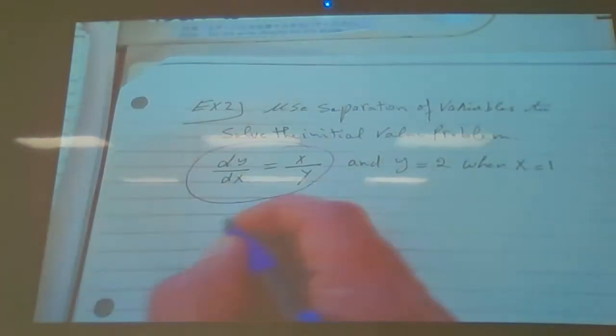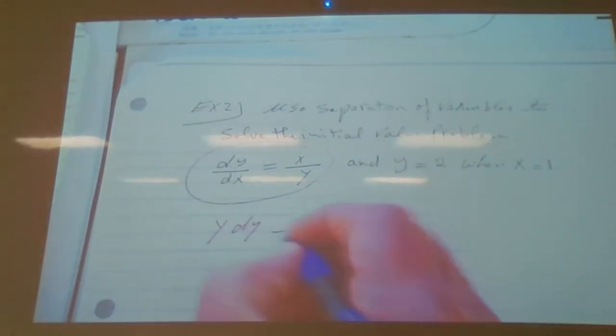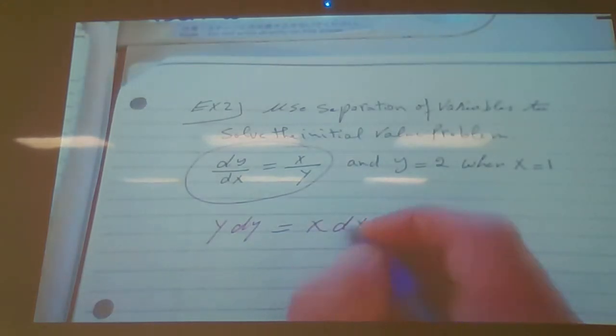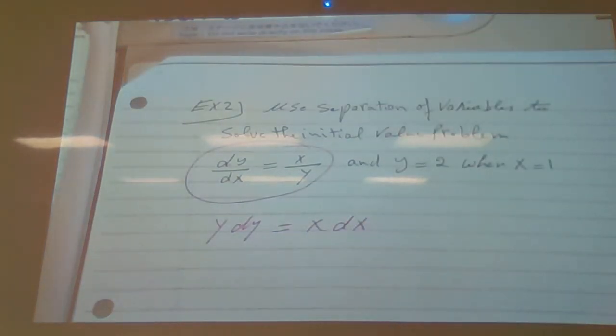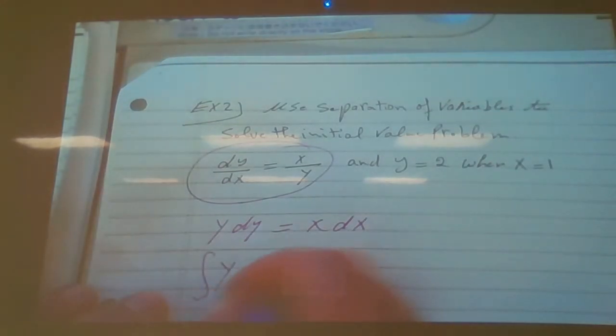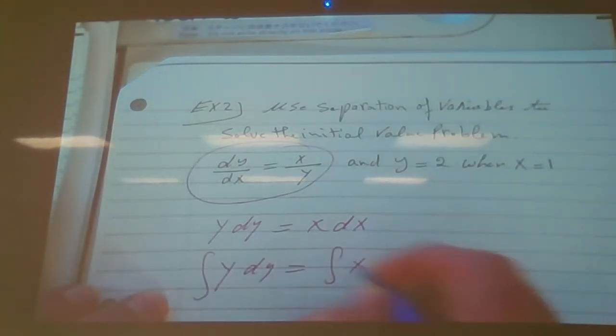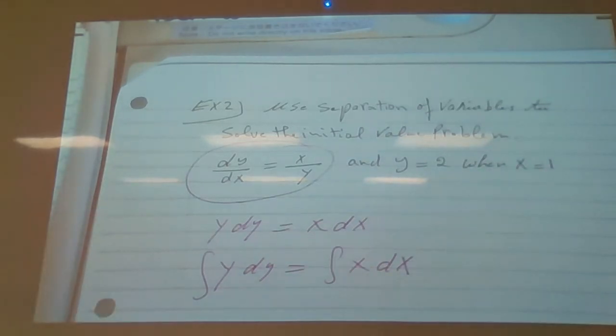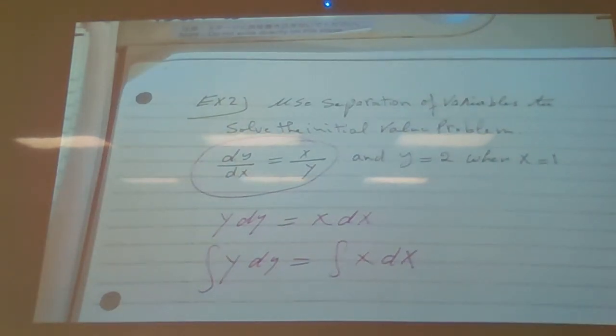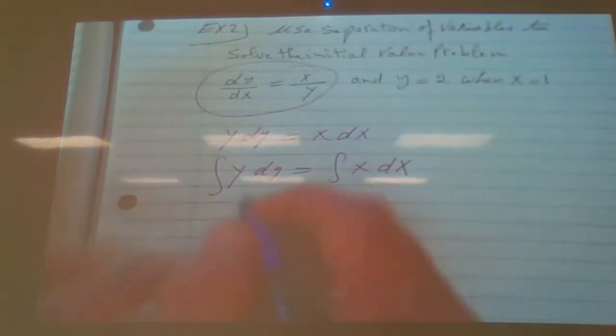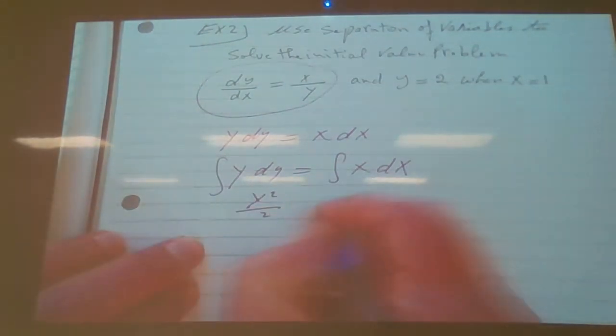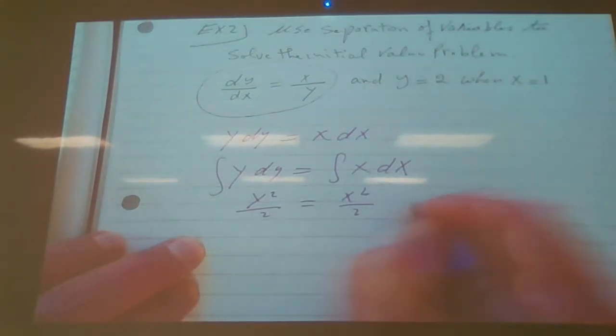So right here, I'm going to do the separation of variables. Looks like I can cross multiply. I'm going to get y dy is equal to x dx. So once you separate the variables, you need to do the integration on both sides. So the integral of y dy is y squared over 2 is equal to x squared over 2 plus c.